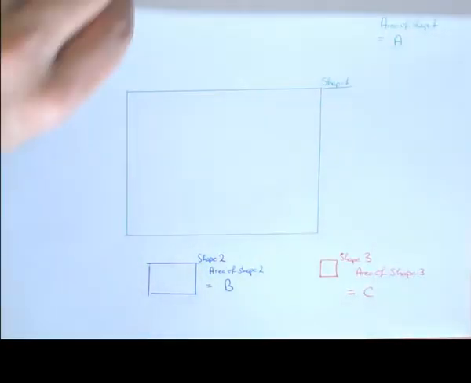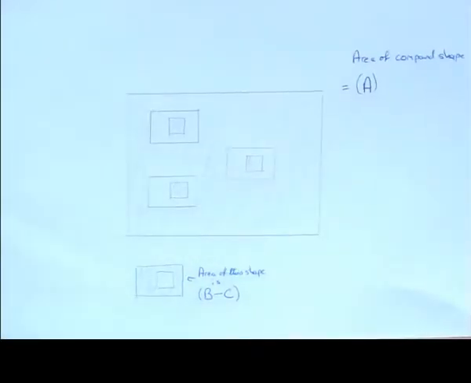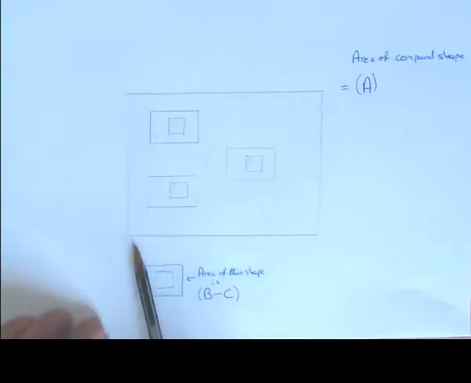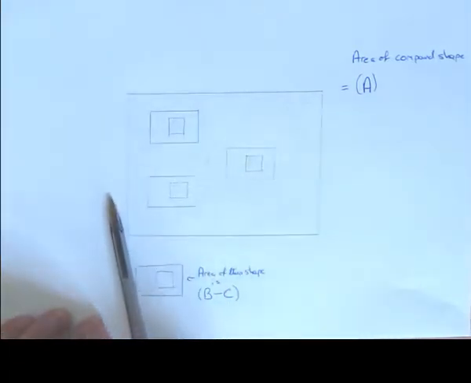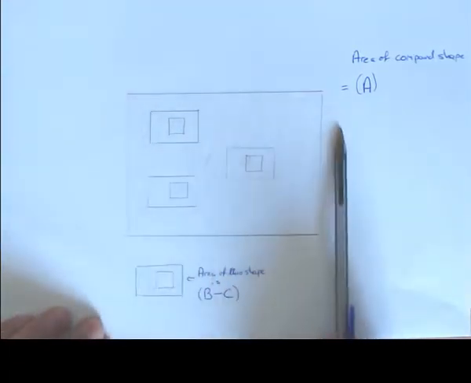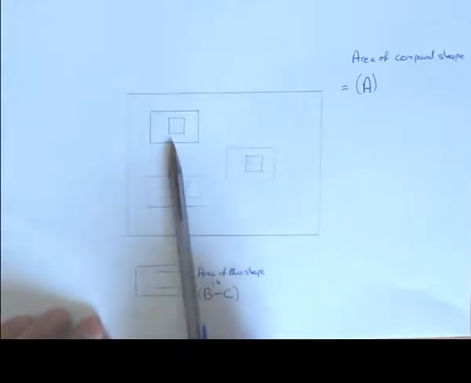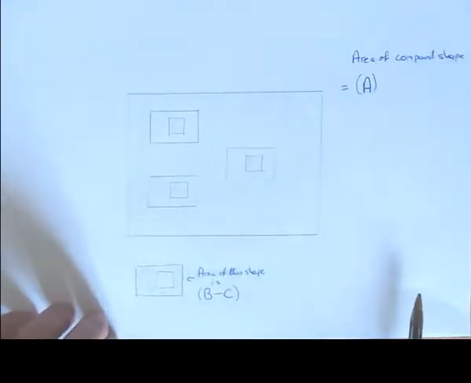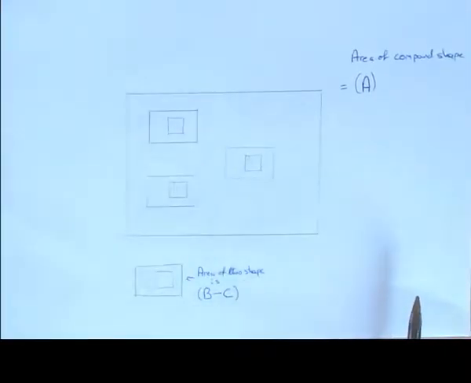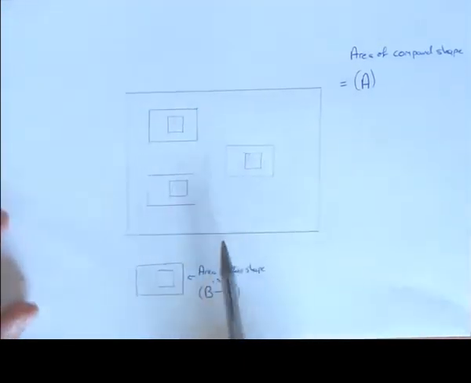So let's look at a question where we're asked to find the area of a compound shape. So you can see here that we have the first shape, and we know that the area of the big rectangle here is A. We know that the area of the next rectangle is B, and we know that the area of the third little rectangle is C. Let's forget about this bit for a second. Now we want to find the area of the compound shape. So I'm asking you to find what the shaded area is.